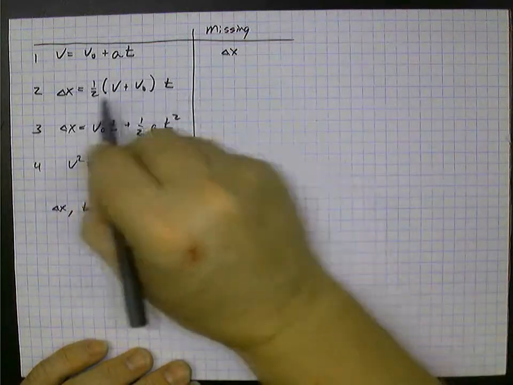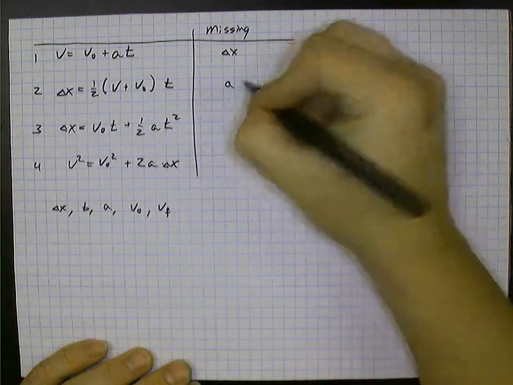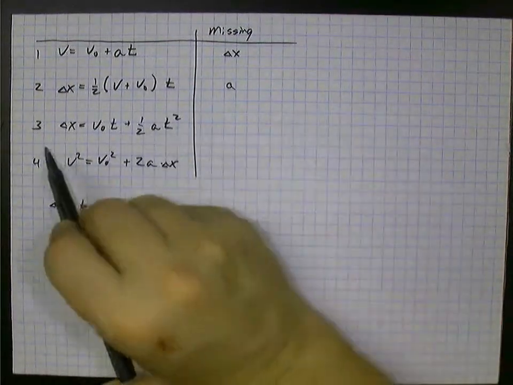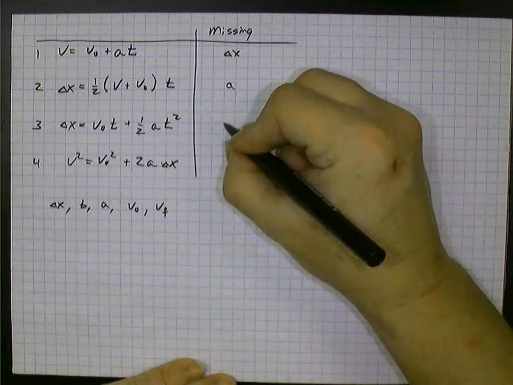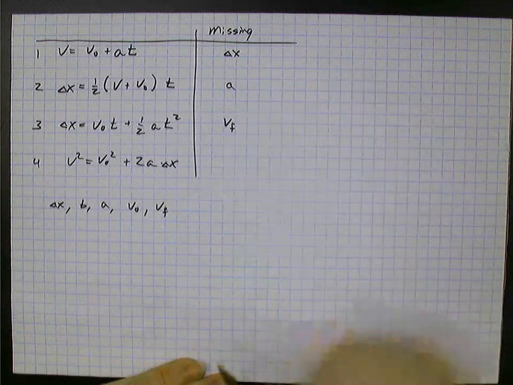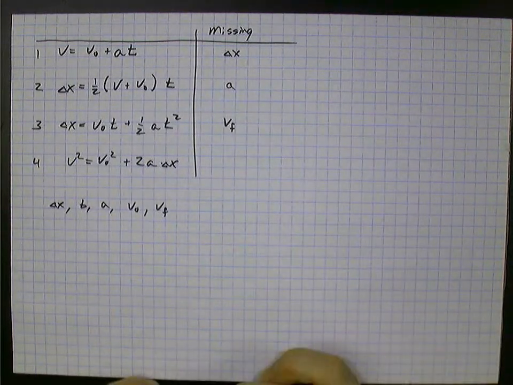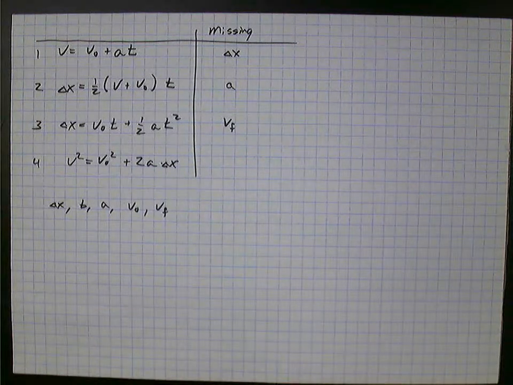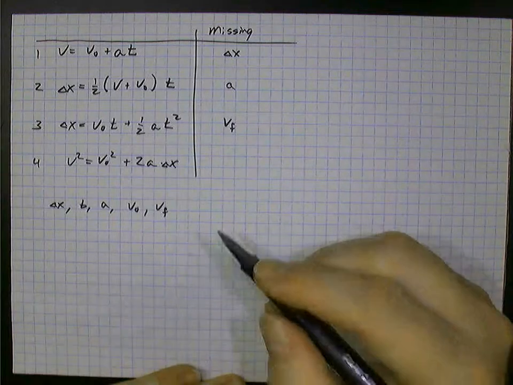This equation never uses acceleration. Doesn't mean acceleration is not happening, you just don't know the value, don't need to know the value. This equation never uses V final. Once again, doesn't mean it doesn't have some final speed at the end. It just means you don't know what that speed is, and you don't really need to know what that speed is. You're not looking for it.